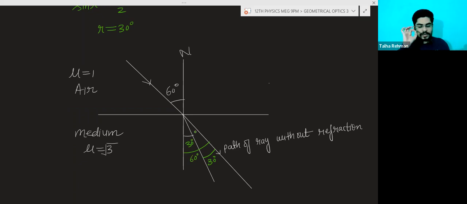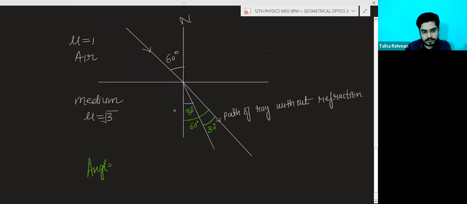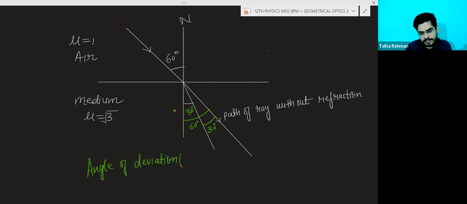The angle between the refracted ray and the path of the ray of light without refraction is the angle of deviation. So the angle of deviation is 30 degree. And this angle of deviation is sometimes represented by del. So this angle is del, and this del is basically 30 degree.